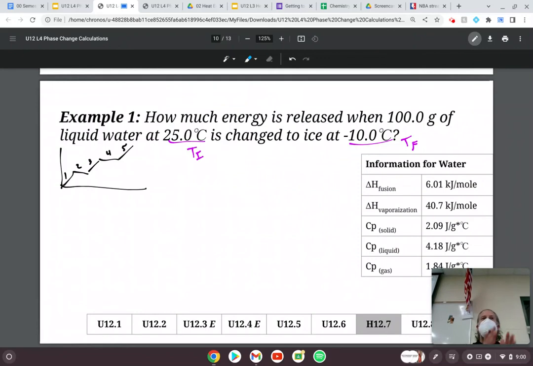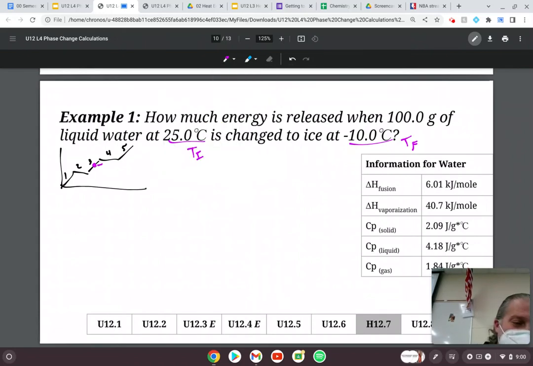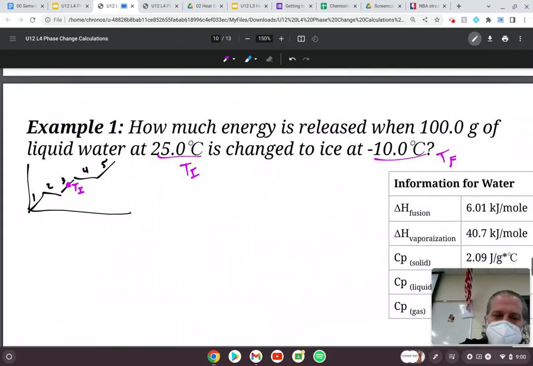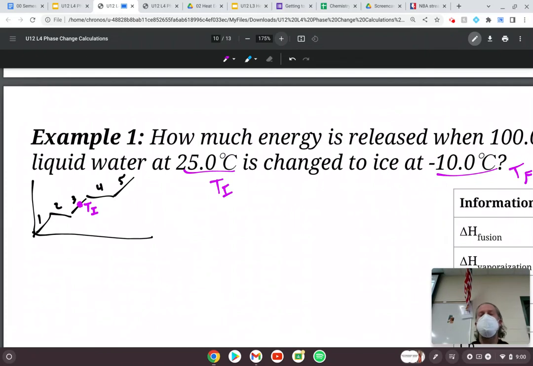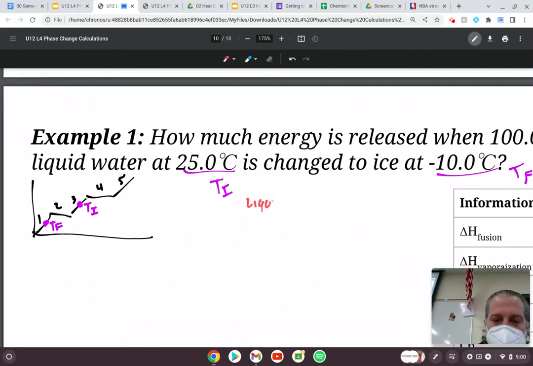Where would we be on this heating curve, 1, 2, 3, 4, or 5, if we started at 25 degrees Celsius? We would definitely be at 3. So 25 degrees Celsius would be something like here. That's our T initial. I should probably blow this up so you can see that better. Where will we be on this heating curve if we end at negative 10 degrees Celsius? We'd be at 1, right? So we'd be somewhere down here. This is going to be TF. What this tells me is this substance is going to go from a liquid, and then it's going to eventually convert to a solid.